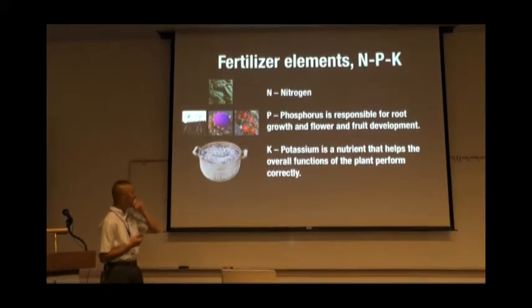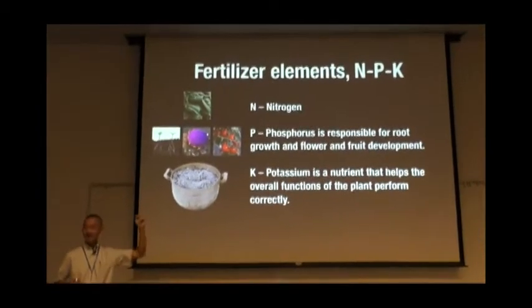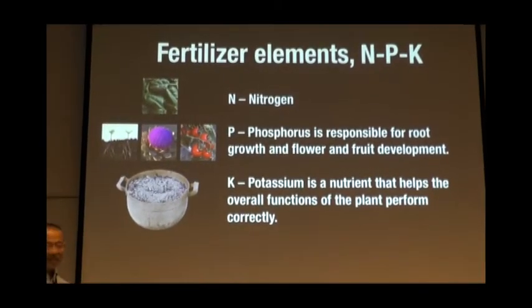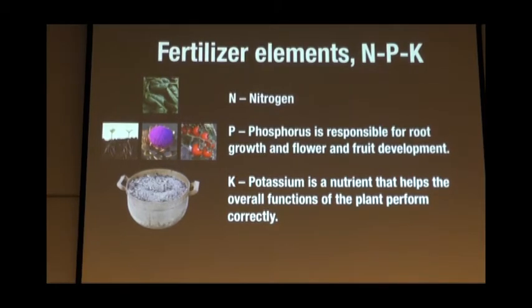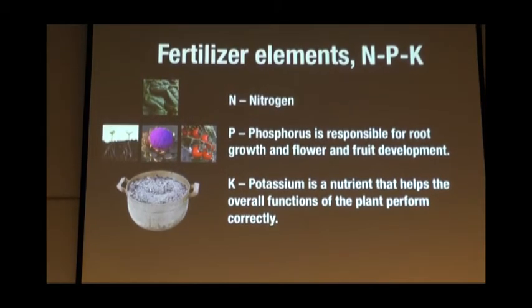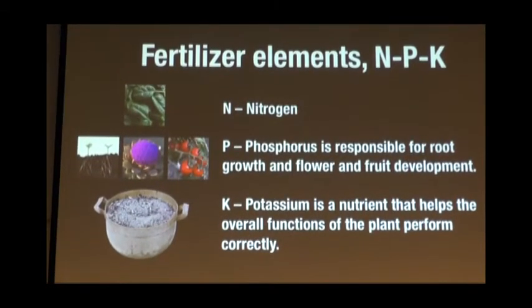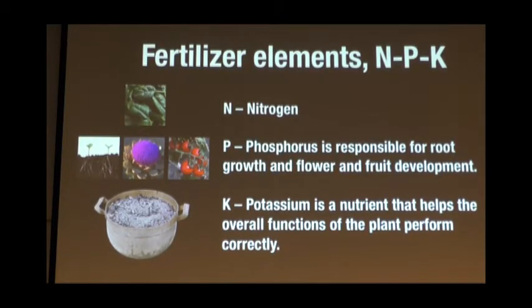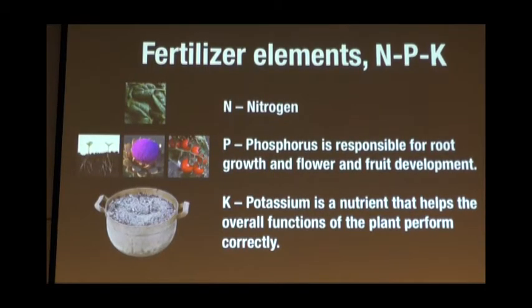Potassium, let's start with potassium. What's this? Ash. It's a pot of ash. And potassium exists in a pot of ash. Potash. That's how the word came about. Branches, leaves, when it gets burned off, the ashes that are left are highly concentrated in potassium.